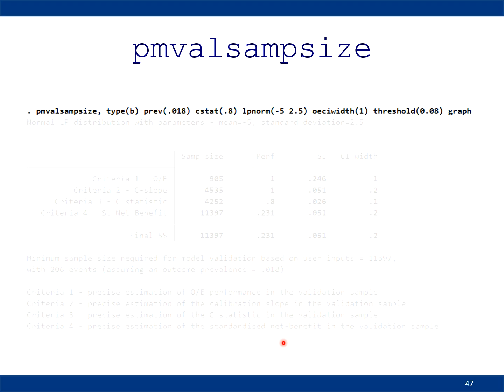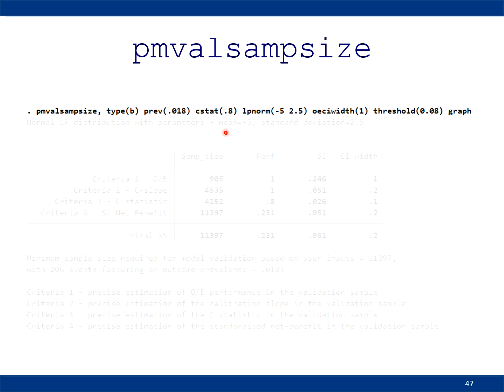Now focusing on the command line, we can see it's very similar to PM_samp_size. We can see options here for the type of model, in this case binary, the prevalence that we expect, and the C-statistic. Here I should note that we often expect the C-statistic to be lower at validation, so we would recommend inputting a value about 0.05 lower based on previous review evidence.